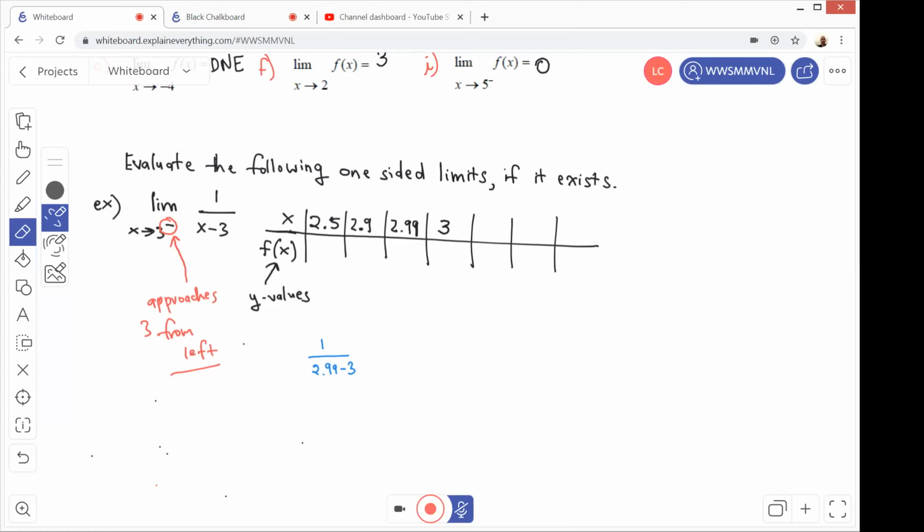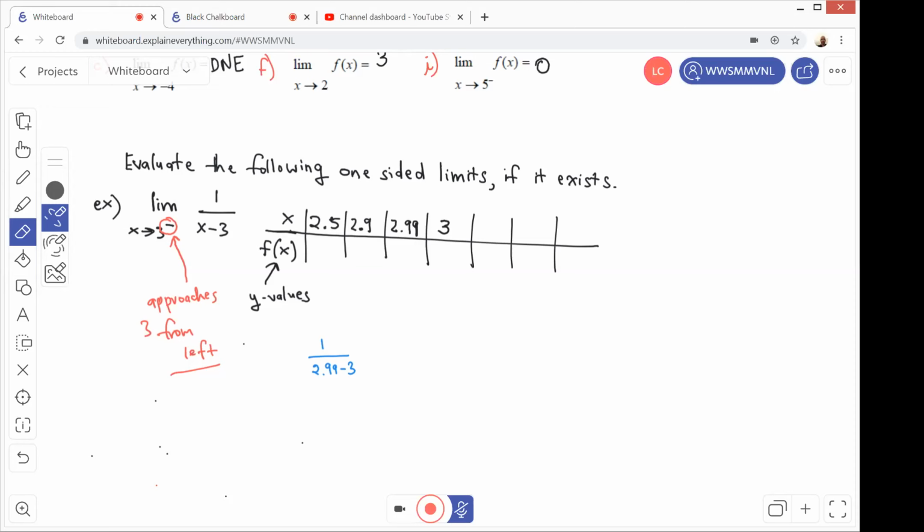I have my calculator on a different computer, so feel free to calculate that on your calculator as I do on mine. So we have 1 divided by parentheses 2.99 minus 3. Actually, I'm going to show you some of the steps. I'm just going to do the denominator, 2.99 minus 3. I want you to see what happens.